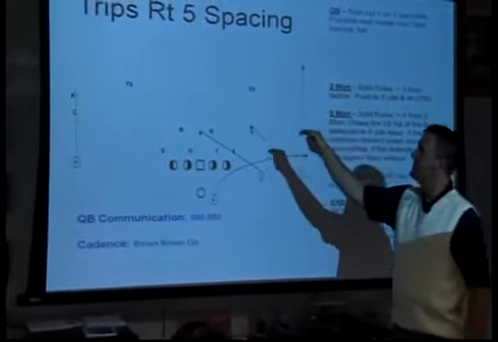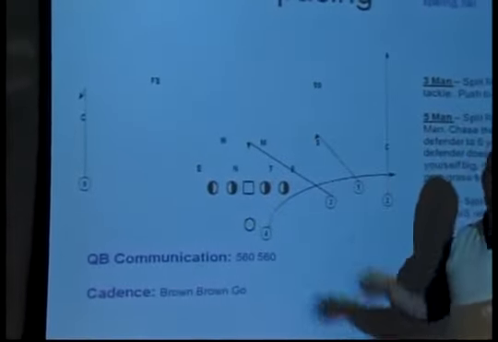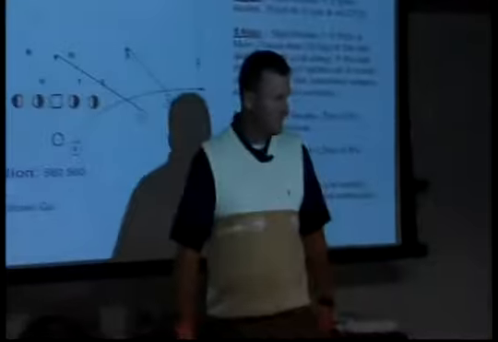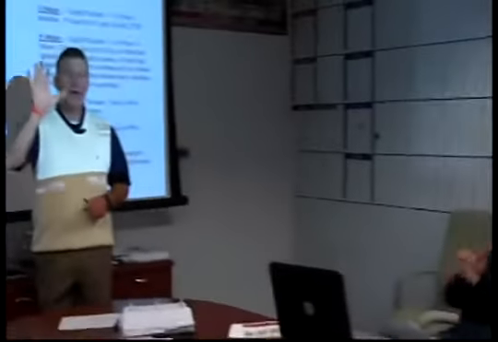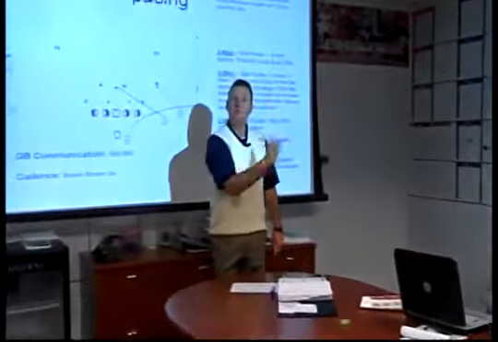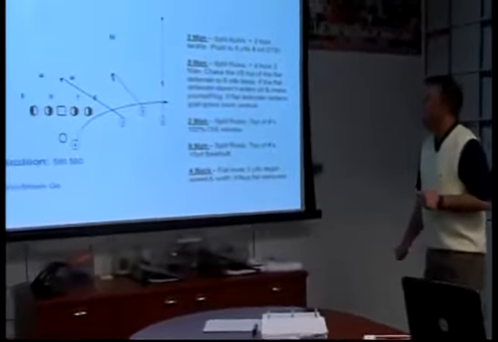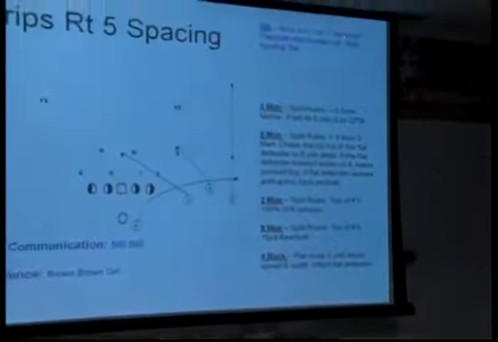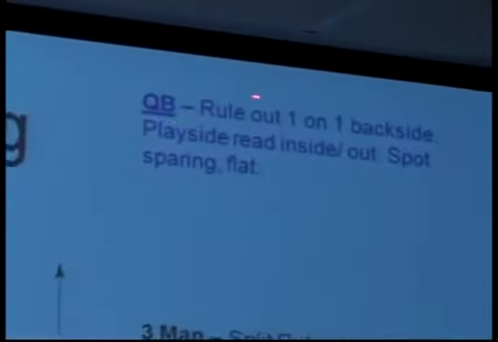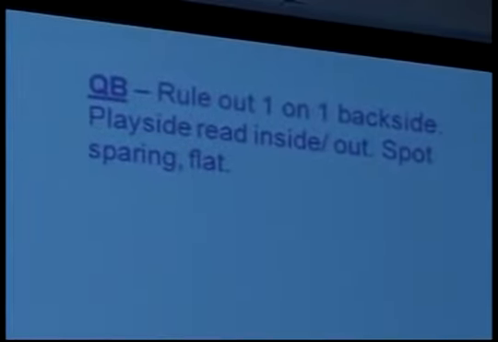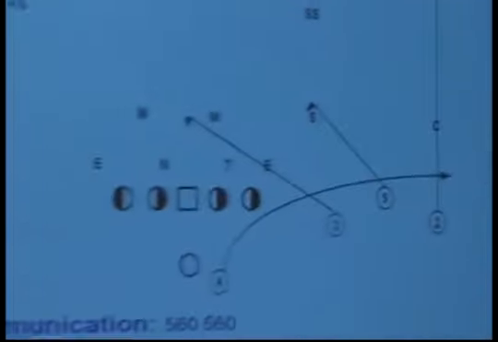5 spacing tells us the 5-man is running the spacing route. Signal for 5 spacing. So we're going 5 spacing. Rule, quarterback: you're ruling out the one-on-one on the backside, where it's a play side read. We're reading from inside out, going from spot to spacing to flat route.